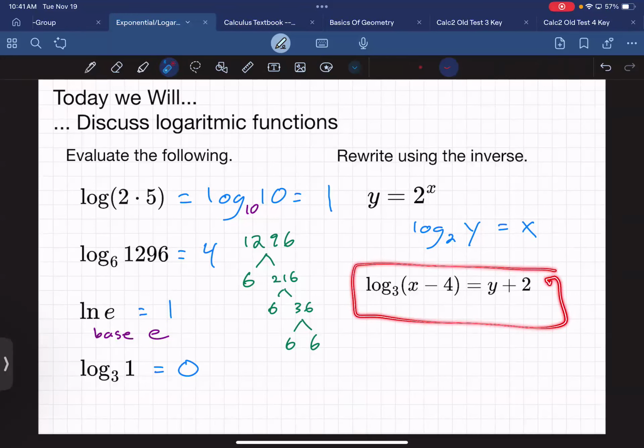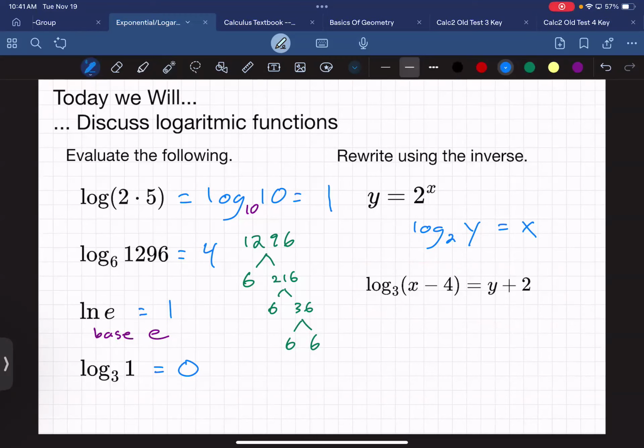What changes with the second one I put here? We start with a logarithm, right? So I need to change it to an exponential. Just make sure you see here, be careful to leave the x minus 4 by itself. And over here, 3, and then y plus 2 becomes the entire exponent. Okay.